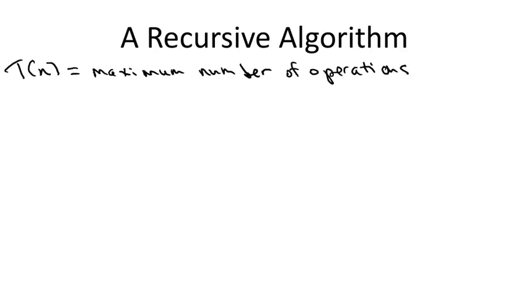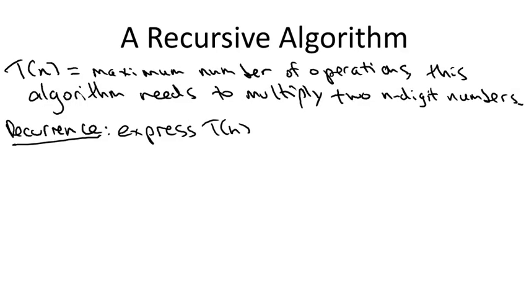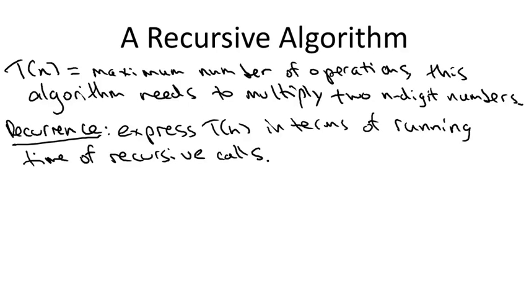So to introduce a recurrence, let me first make some notation, T of n. This is going to be the quantity that we really care about, the quantity that we want to upper bound. Namely, this will be the worst case number of operations that this recursive algorithm requires to multiply 2 n-digit numbers. This is exactly what we want to upper bound. A recurrence, then, is simply a way to express T of n in terms of T of smaller numbers. That is, the running time of an algorithm in terms of the work done by its recursive calls. So every recurrence has 2 ingredients.